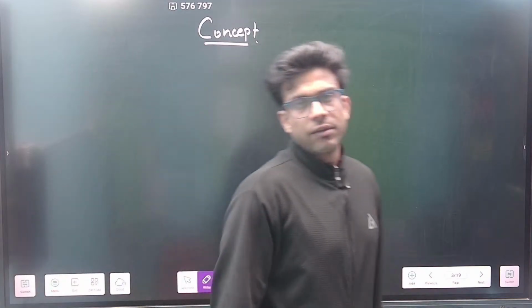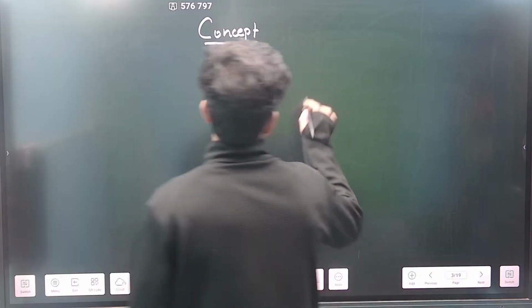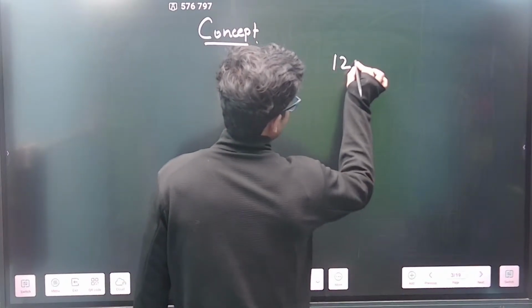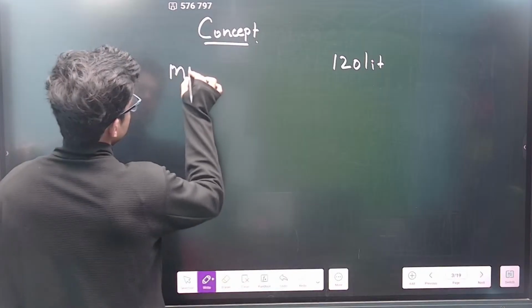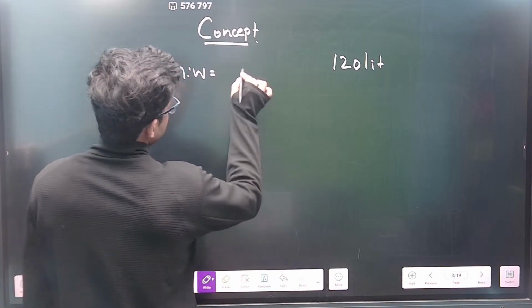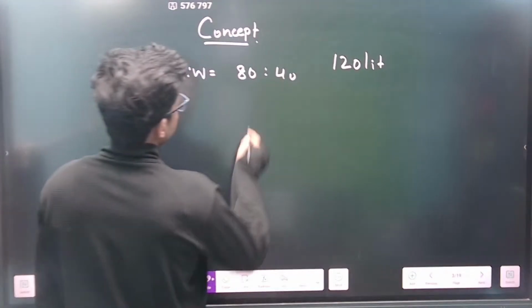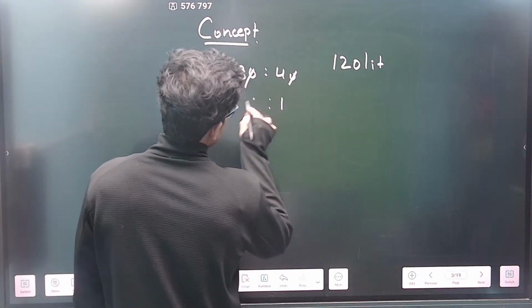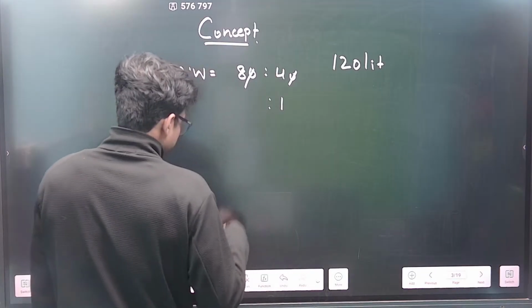Let's understand with very layman language. Suppose, guys, there is a total mixture of 120 liters, in which the milk and water ratio is 80 is to 40. Can I say that it is a 2 is to 1 ratio?